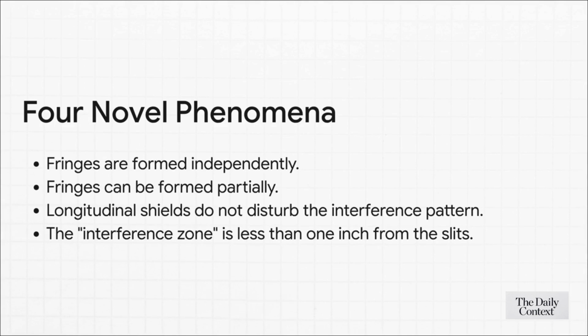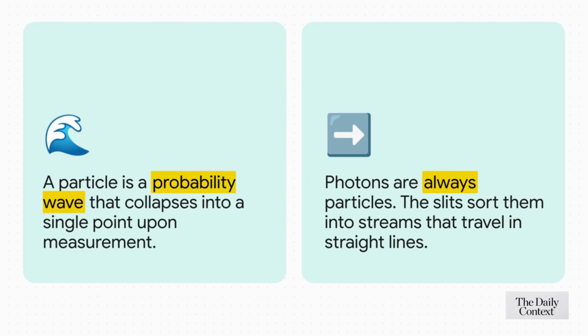They also found that putting long shields between the slits and the screen didn't mess up the pattern at all, which you'd think would happen if a wave was spreading out through space. So this has led to a couple of competing ideas. On the left is the standard story we've been talking about. The particle is a wave of probability that collapses when it's measured. But on the right is a newer interpretation. It suggests that photons are always particles. The slits just act like a kind of sorter, funneling them into different streams that travel in straight lines to make the pattern. The wave-like stuff only happens in a tiny little virtual box right at the slits.